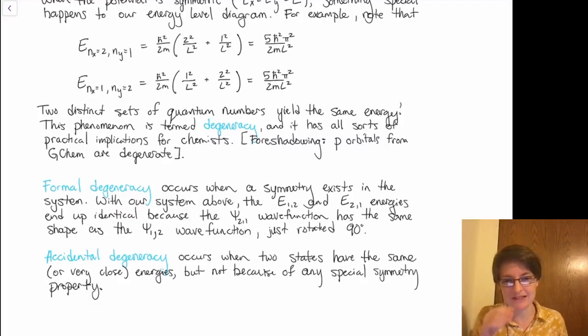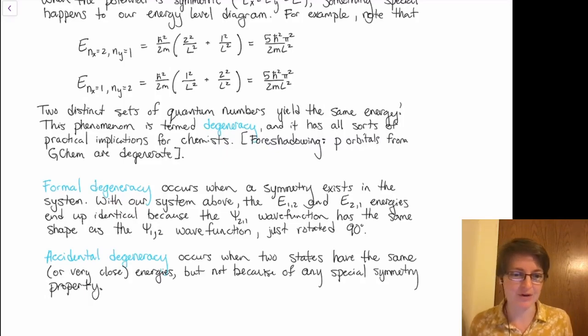The Chem Libre text gives you one example of accidental degeneracy that arises for our particle in a box system if we choose very specific values of n and very, very specific values of L, but I'm not going to go into detail on that.